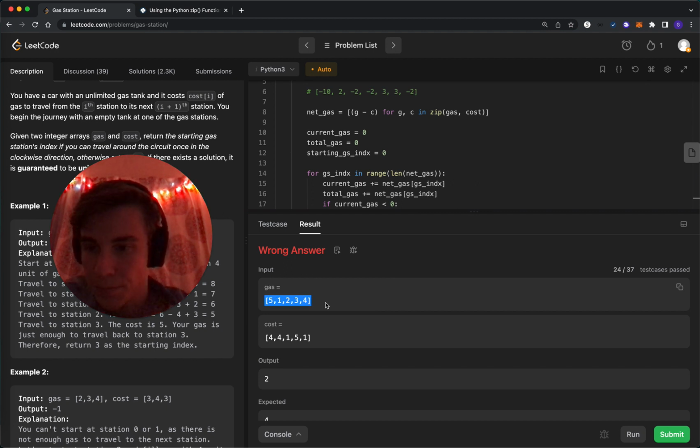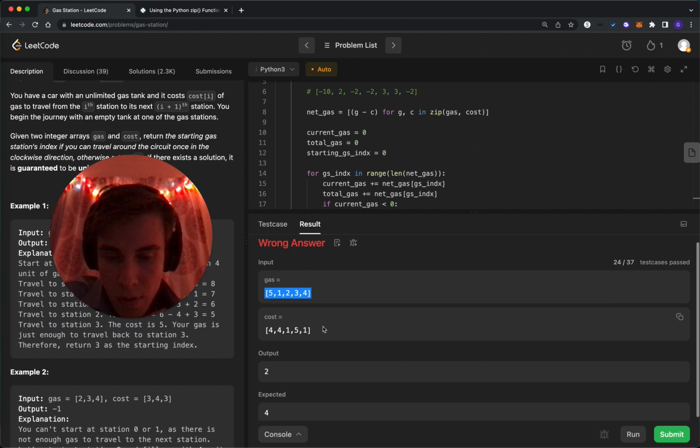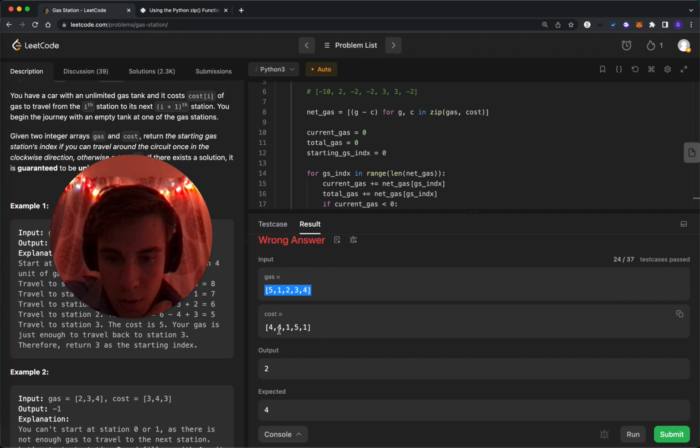Gas 5 1 2 3 5. Cost 6 8 11 15. 8 9 14 15. Output 2, expected 4.